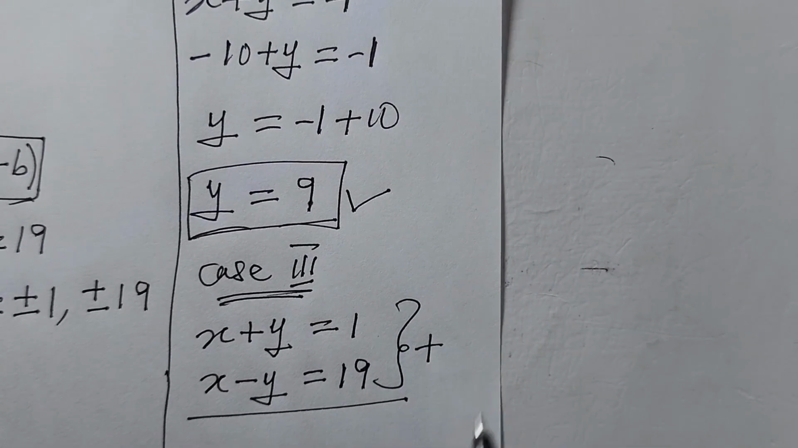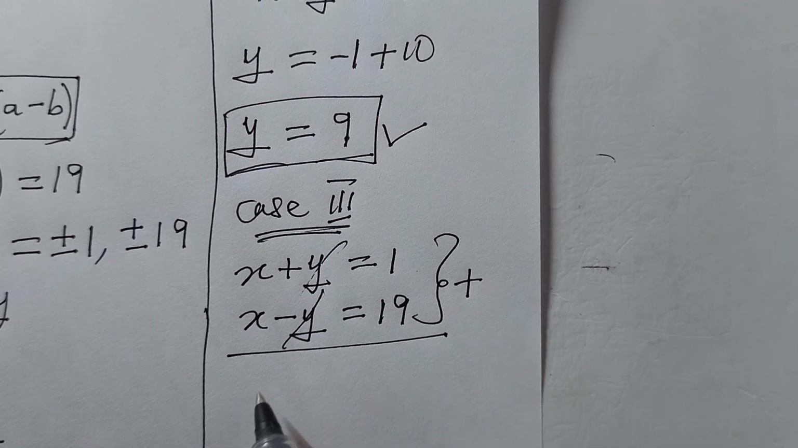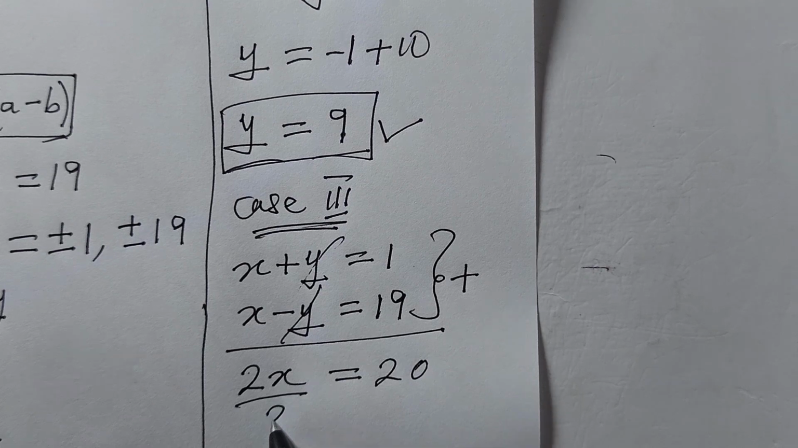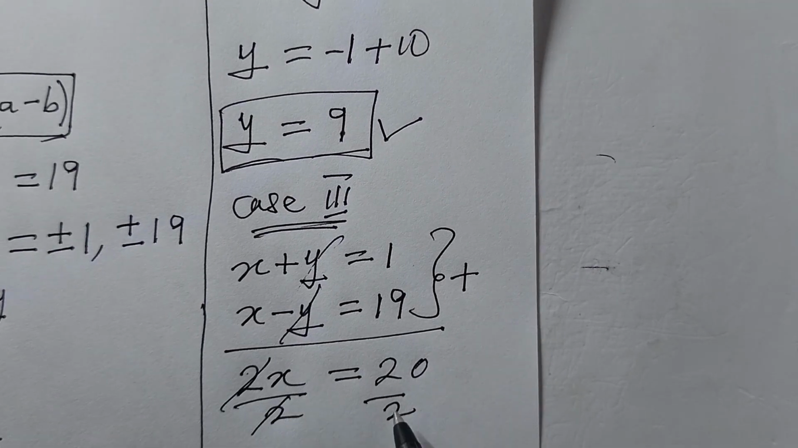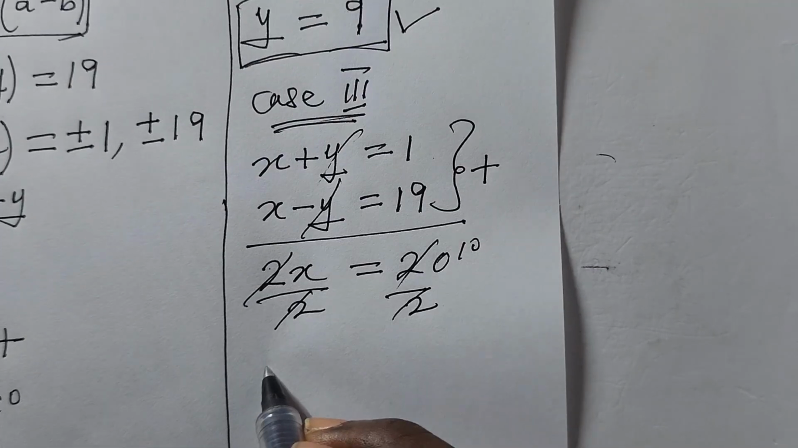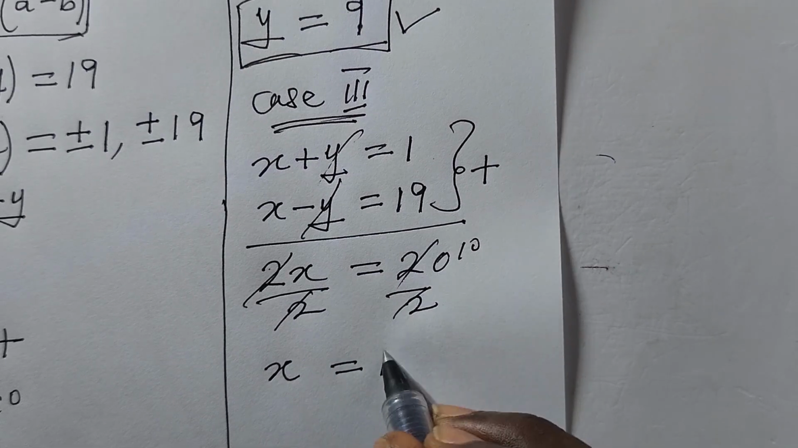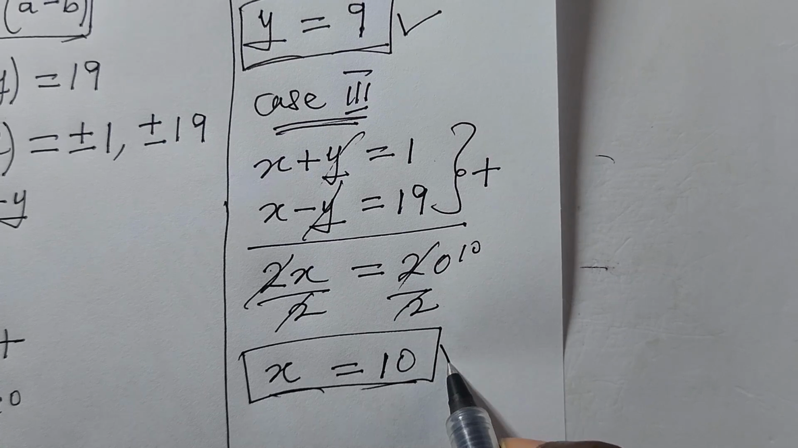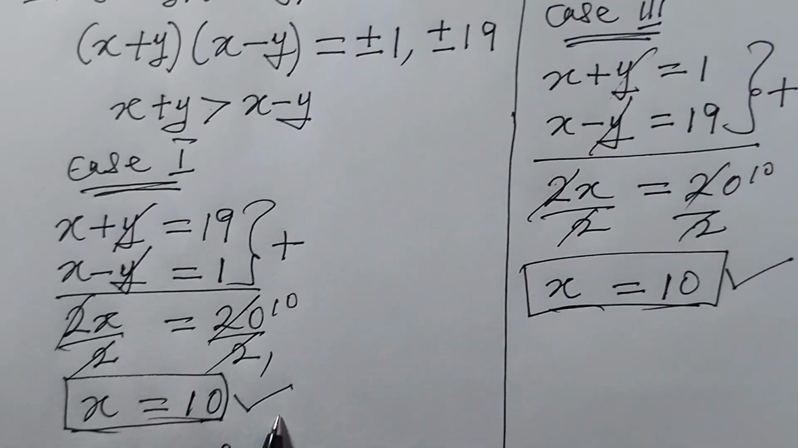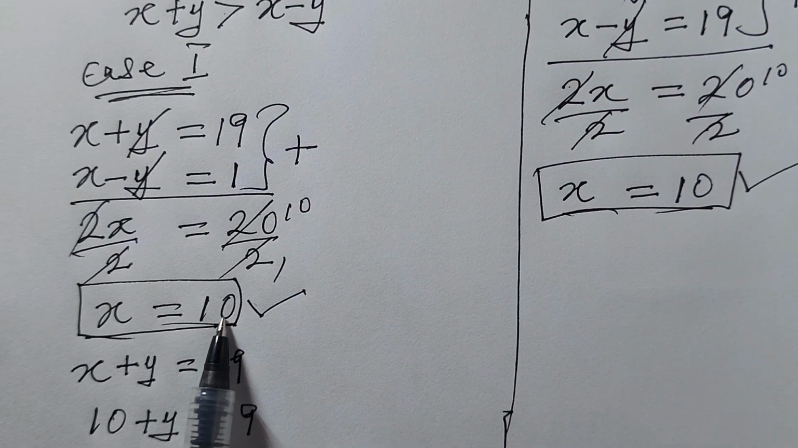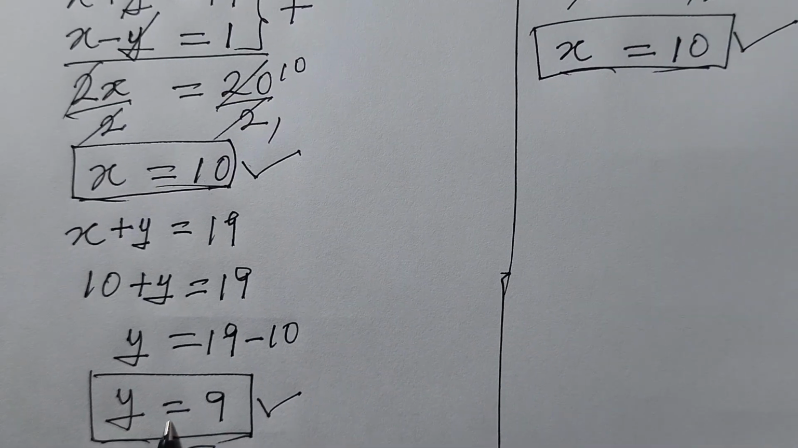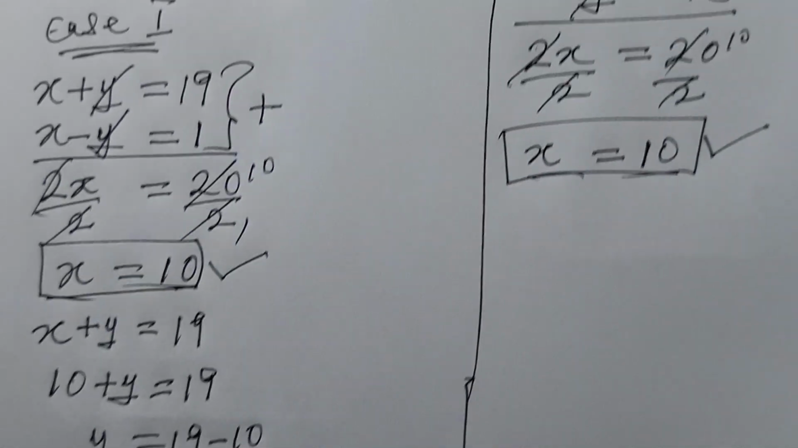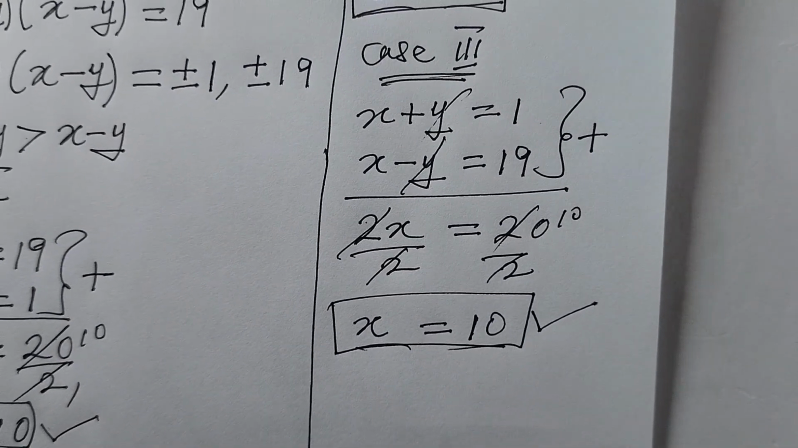If we add up, this leaves the system. So here we have 2x equal to 20. We divide by 2 again, so we have x equal to positive 10. Remember, we solved for x from case 1 to be positive 10 already, and y from case 1 is positive 9. Let's see if y in case 3 is going to give us positive 9 also.